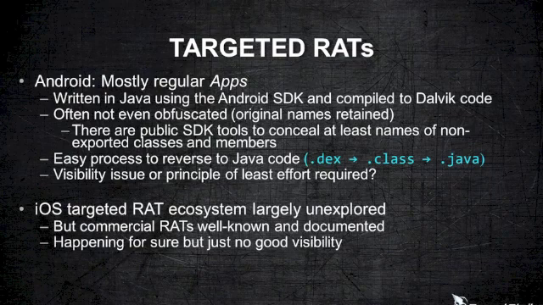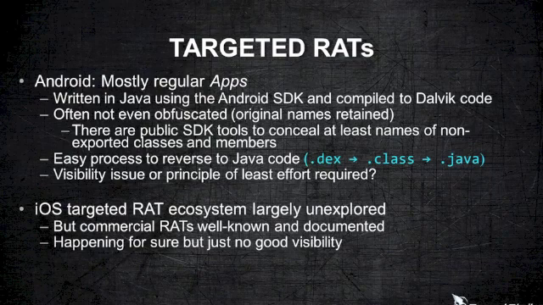On iOS, the targeted RAT ecosystem is largely unexplored. There's very few samples that have been observed in the wild. These commercial RATs that I mentioned earlier are well known and documented, but that is not true for the targeted attacks. And we are pretty certain that this kind of attack is happening in the iOS ecosystem, but we have very, very bad visibility into the iOS targeted attacks. I'm going to talk about one example later, though.